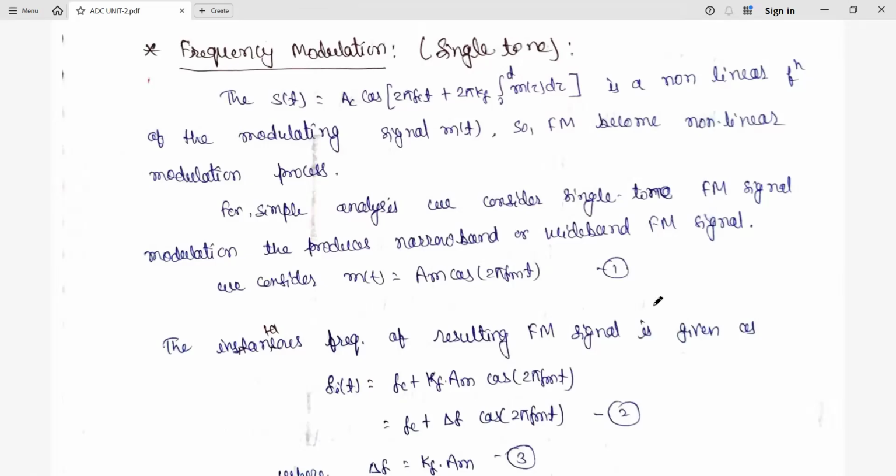Frequency modulation we are going to discuss here. And you will see that on the basis of beta, the modulation factor, there are two different types of FM: narrowband and wideband FM.